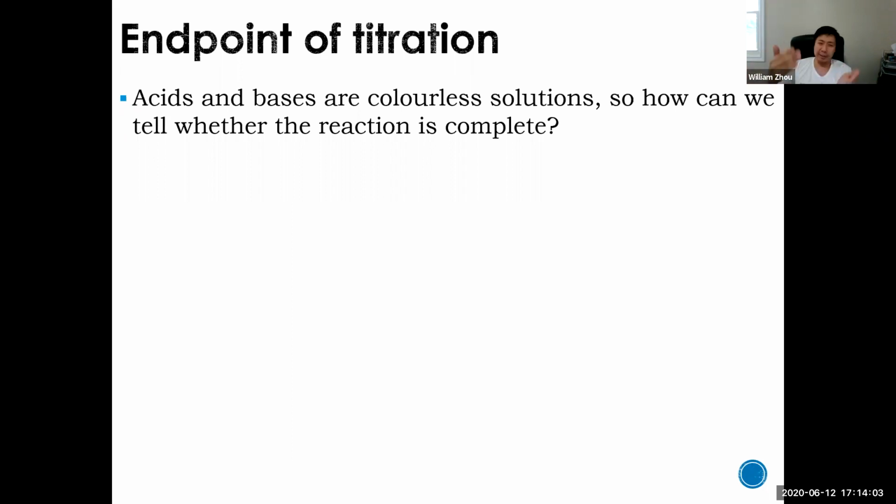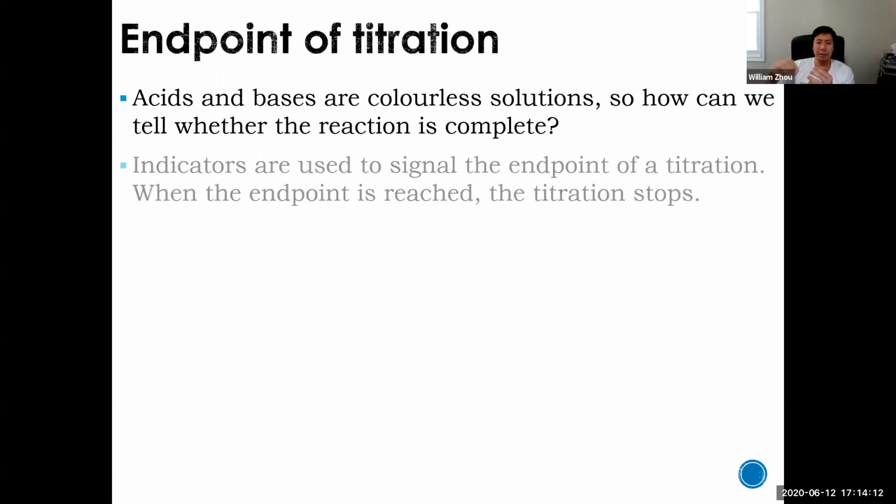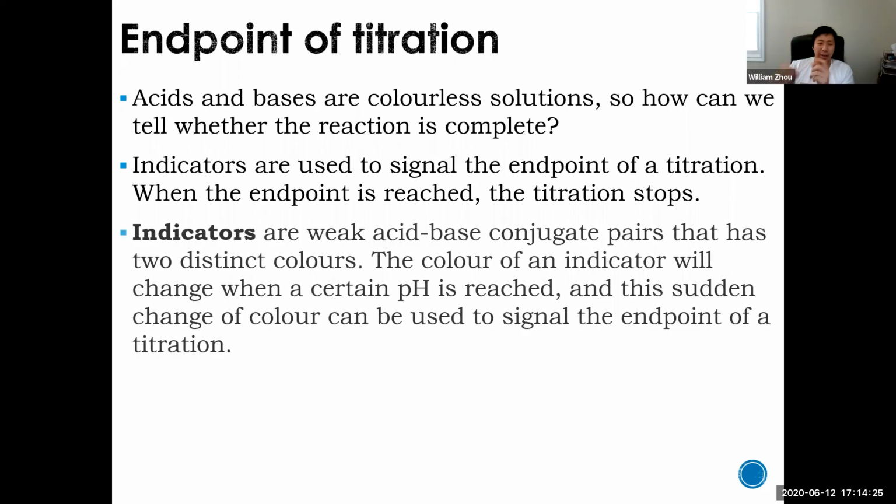Because acids and bases are colorless solutions. They look like water. You're just mixing them together. You're not going to see a difference. So how can we possibly know whether the reaction is complete? Well, we have to use something called an indicator to signal the endpoint of the titration. Once you reach the endpoint, you stop. So what is an indicator?